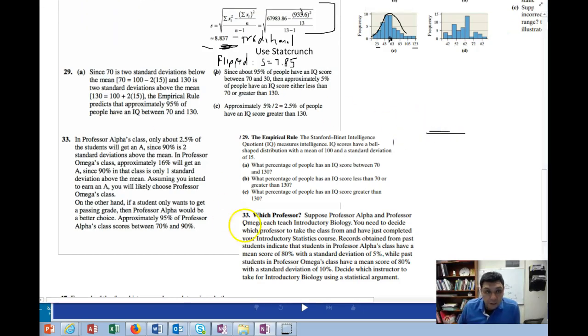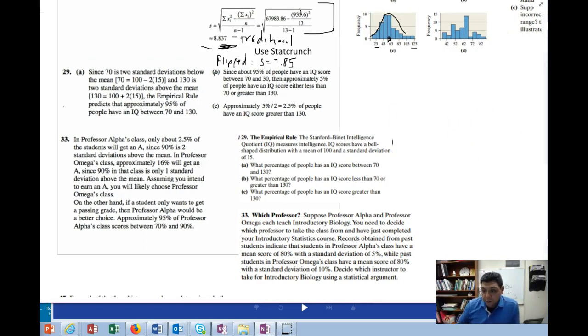The question is, what percentage of people has an IQ between 70 and 130? The answer is going to be 95%. Imagine here all the people and their IQ scores. It's going to be normally distributed, so it's going to look like that.